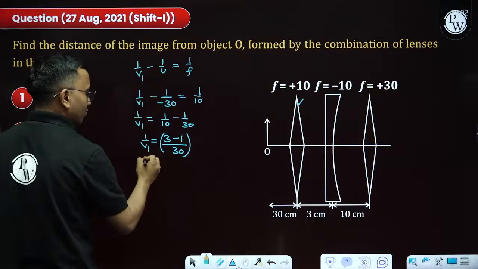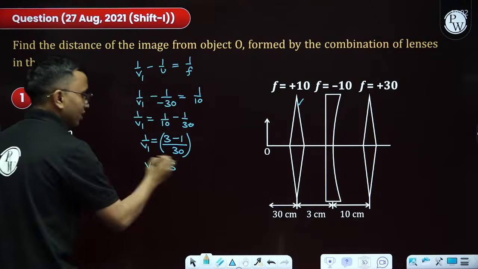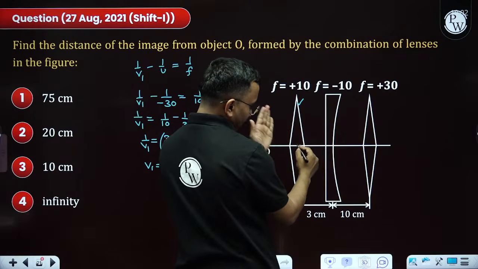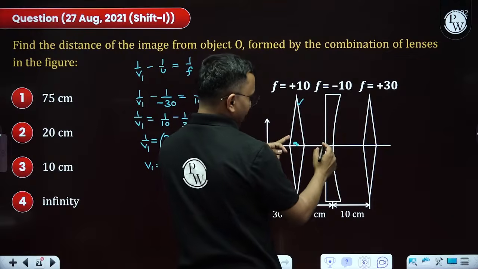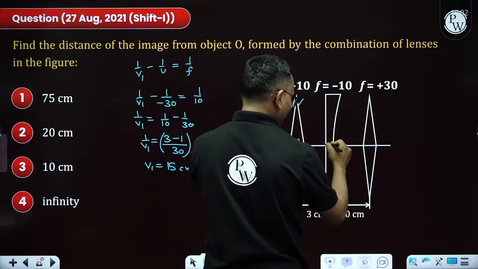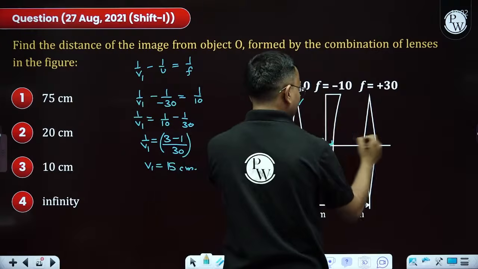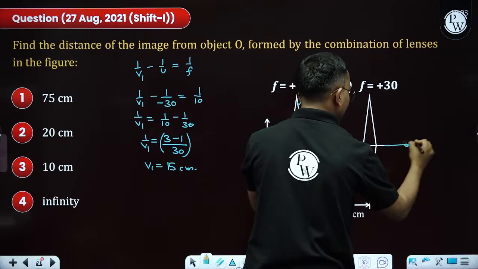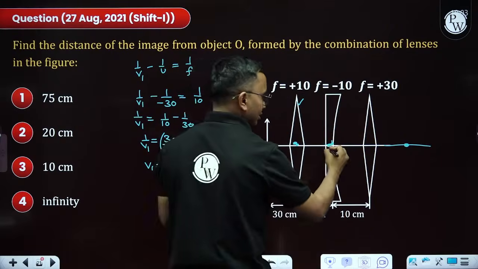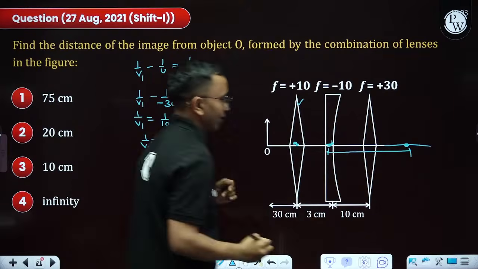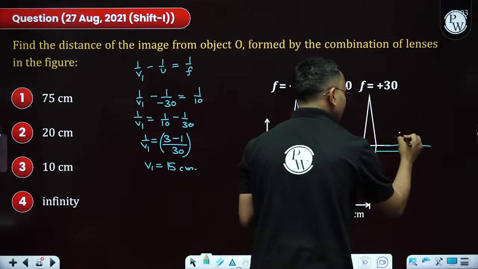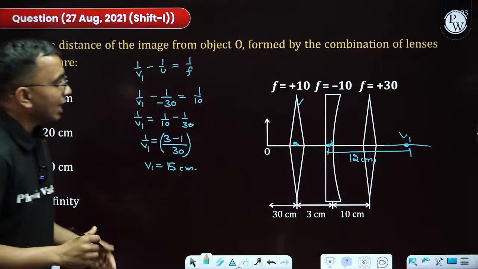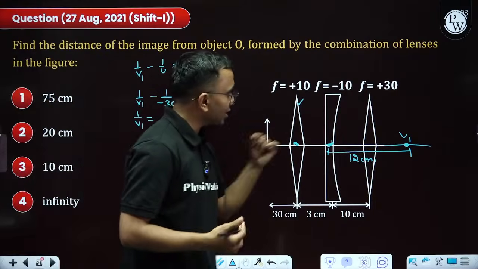Okay. So from here my v1 comes out to be 15 centimeter. So my first image is 15 from here, which means at a distance of 12 from here. From here, at a distance of 12 means somewhere here, certainly in the opposite sign, but let me mention the image just as a dot. So here is my first image, this is my v1, and now I know this distance to be 12 centimeter. Okay, that will behave like an object for this.